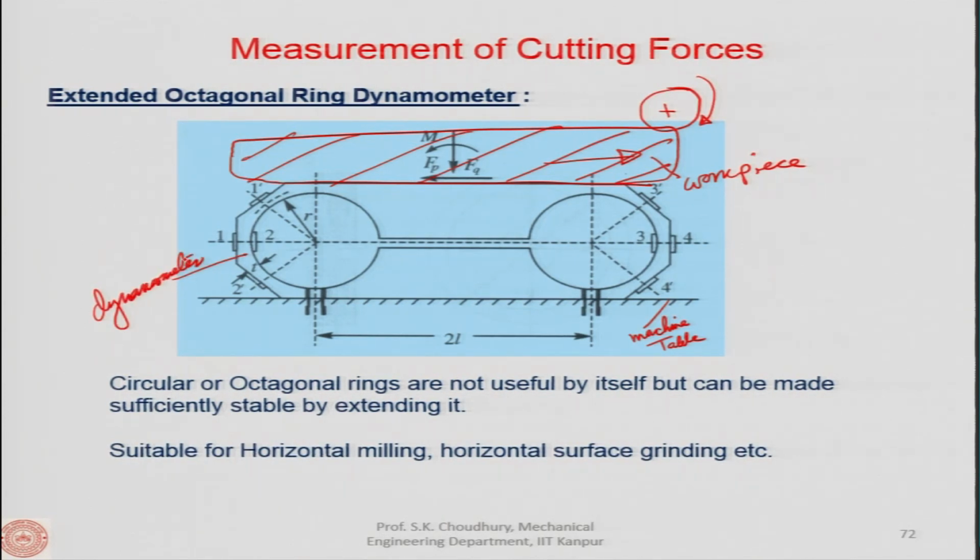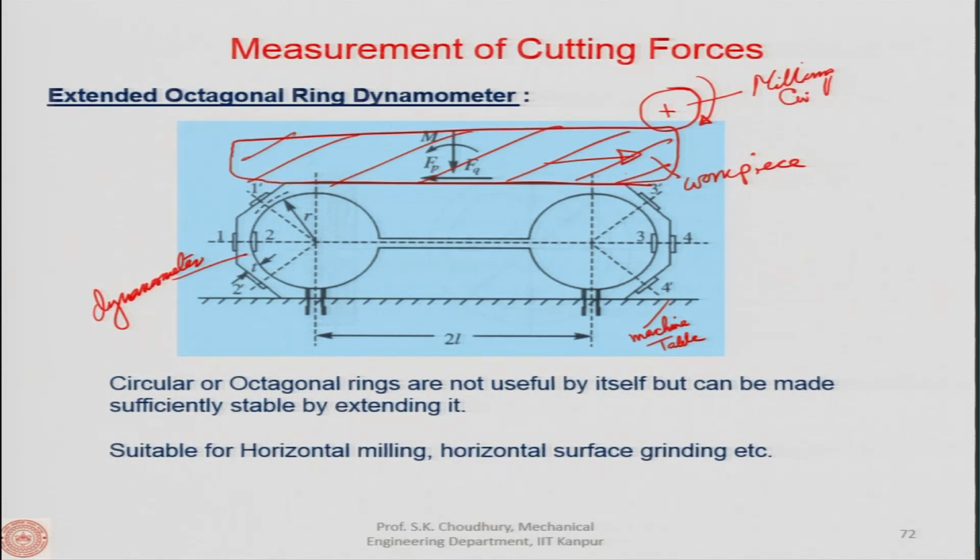Dynamometer is rigidly fixed on the table, and the workpiece is rigidly fixed on the dynamometer. So, when the milling cutter, this is the milling cutter, or by the way, this can also be grinding. This can also be used for measuring the grinding forces.